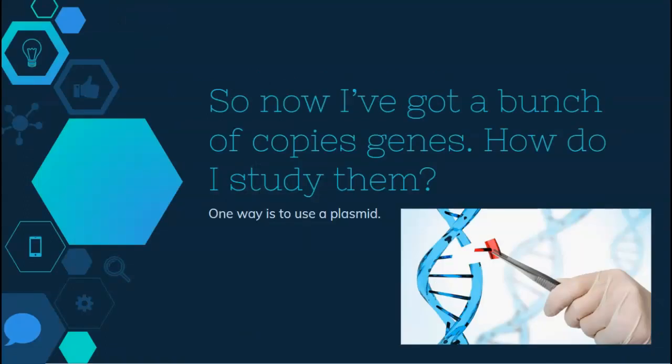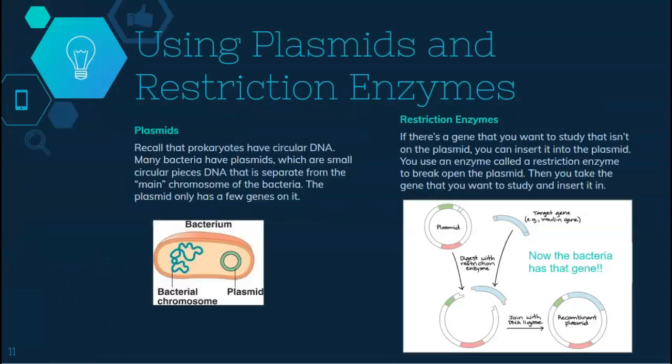Okay, so now I've got my gene. How do I go ahead and use this gene? One of the most common ways we do that is we put this gene into a plasmid. Now let's take a step back. Let's remind ourselves, in prokaryotes, remember how they have a circular chromosome? Prokaryotes often have small little pieces of circular DNA that aren't part of the main chromosome. They're separate, and these little pieces of DNA are called plasmids. And they might have just a small number of genes, whereas the chromosome has all the genes.